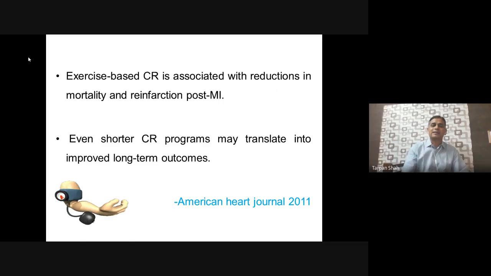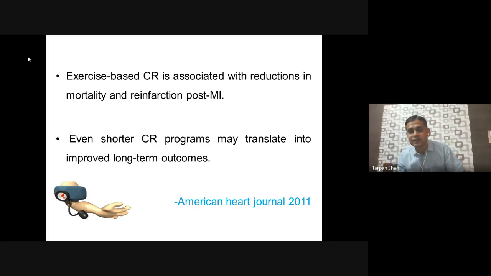Now, exercise-based cardiac rehabilitation is associated with a reduction in mortality and reinfarction post myocardial infarction. Even in conservatively managed cases, cardiac rehabilitation is very, very helpful. And that is what I have said. Even a shorter cardiac rehabilitation program may translate into very good long-term improvement in the outcome of the patient, and that is what the American Heart Journal says in the year 2011.